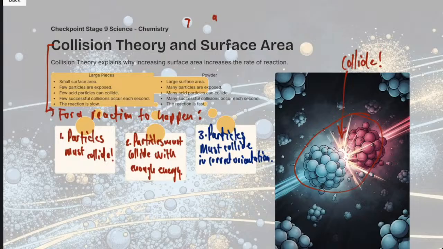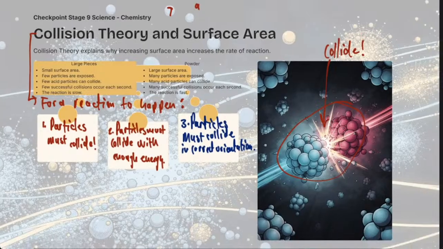Correct orientation, it means, can you wear your shoe upside down, or with the front facing the back? Can you wear your shoe with the front facing the back? No, you can't. So that means the orientation is wrong. Orientation means the way you are fitting them. They need to be facing each other nicely so that they can fit into each other. Good. So particles must collide, and they must collide with enough energy, and they must collide in the correct orientation. Are we together?